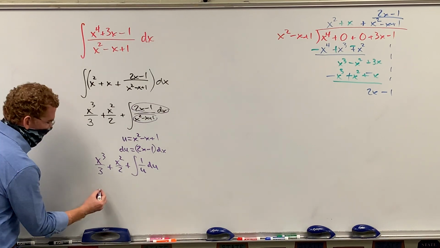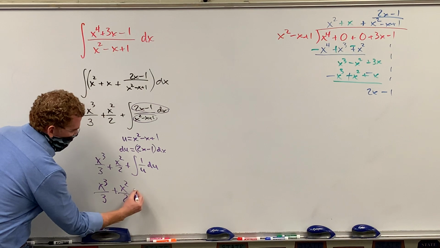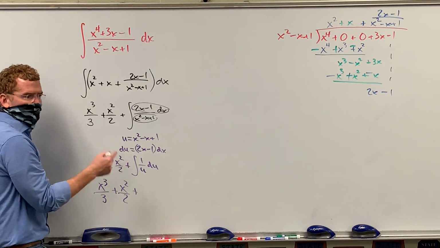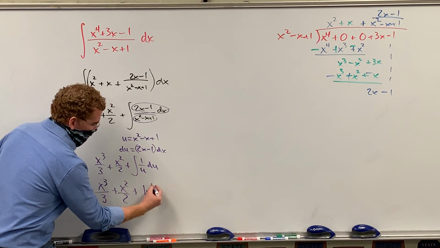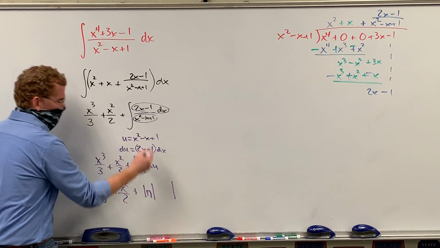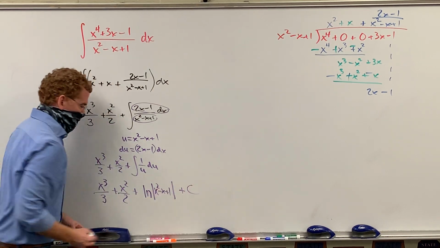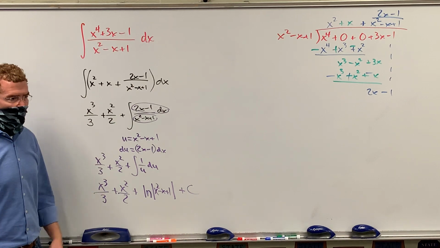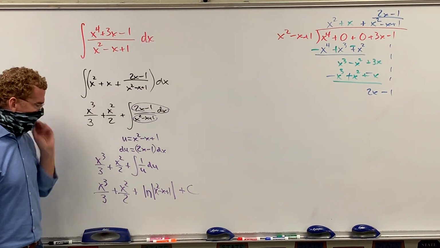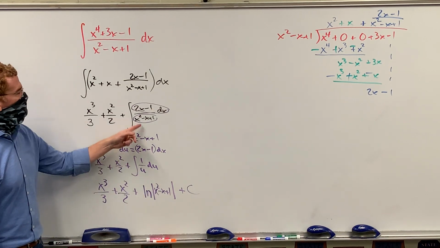So what do I finally end up with? x cubed over 3 plus x squared over 2 plus, what's the integral of 1 over u? The natural log of the absolute value of u plus c. And honestly, more often than not, these problems end up with that as your last term, because it normally ends up in a situation like this.